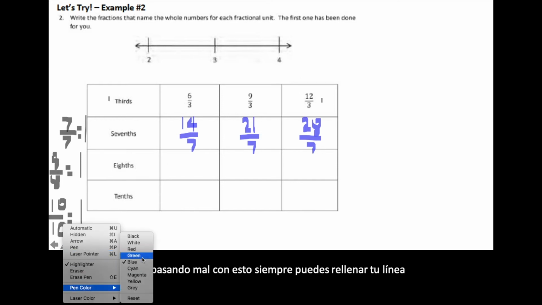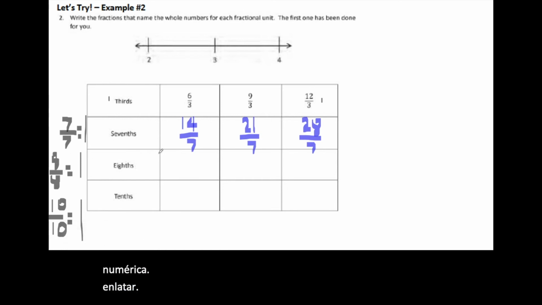Okay. How about eighths? So 8/8, 16/8, 24/8. Good job. That would be 3 wholes. 8, 16, 24. Yep, 32/8. Great job.